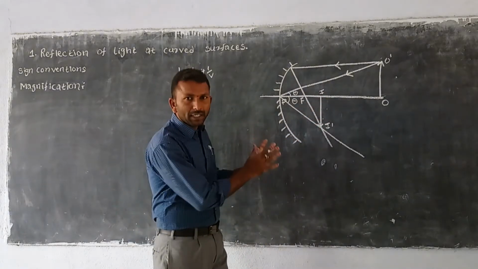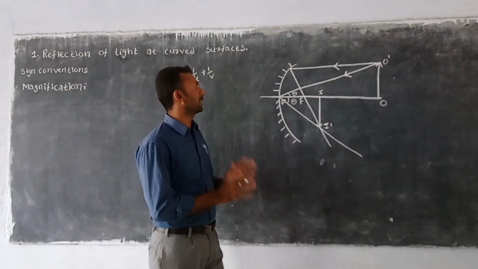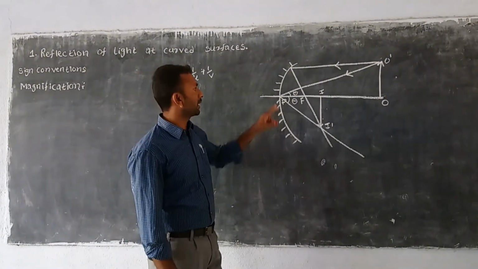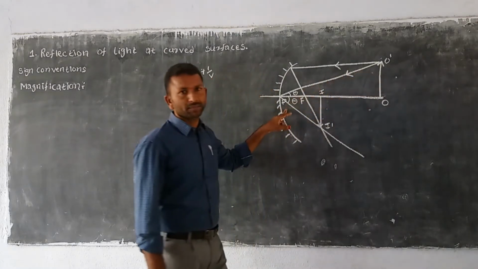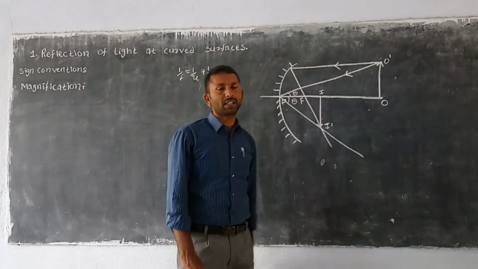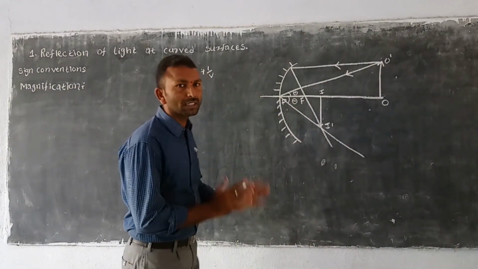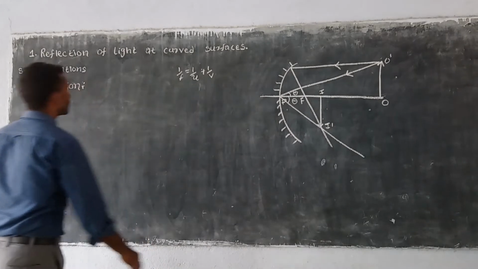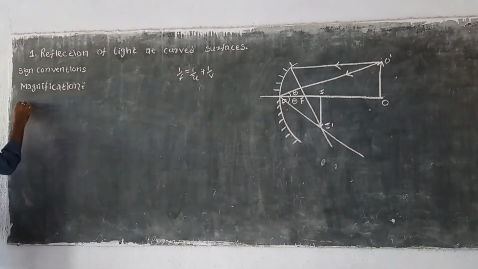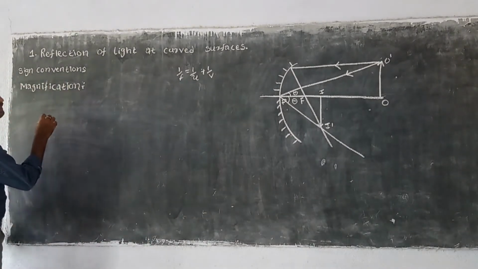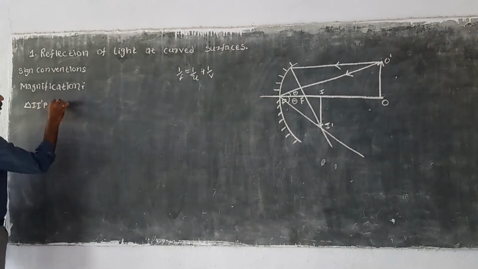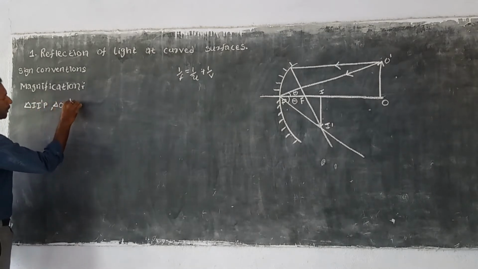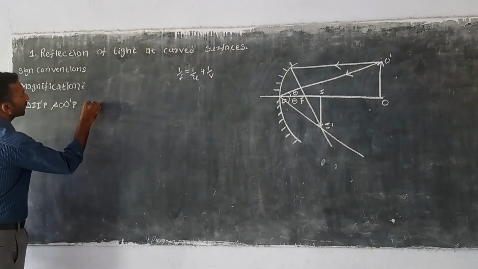From the figure we can observe two triangles, I dash P and O dash P. These are similar triangles. The same process we used in the mirror formula, we are also using here. The similar triangles are triangle I dash P I and triangle O dash P O.